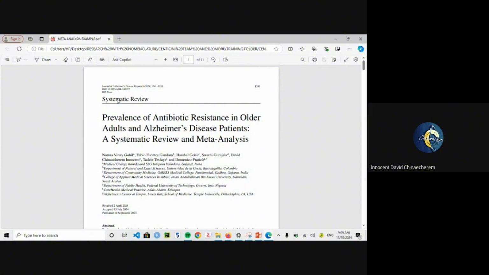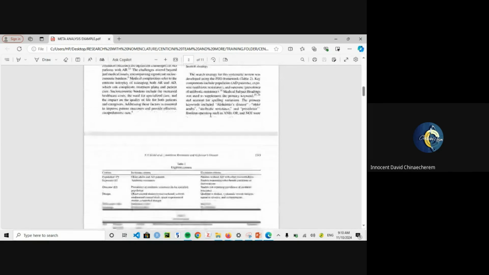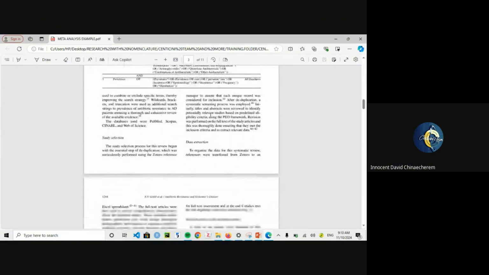So if we look at this paper that was published through my collaboration with some of the academics internationally on the prevalence of antibiotic resistance in older adults. We performed a systematic review and meta-analysis. So this is what a meta-analysis looks like.